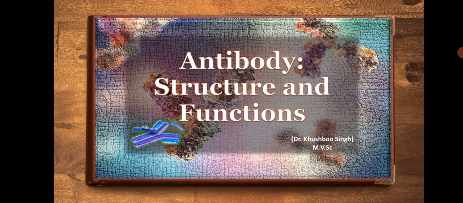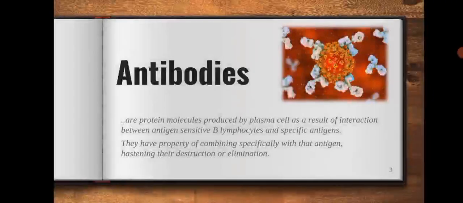Antibody structure and functions. Antibodies are protein molecules produced by plasma cells as a result of interaction between antigen-sensitive B lymphocytes and specific antigens. They have the property of combining specifically with that antigen, hastening its destruction or elimination.